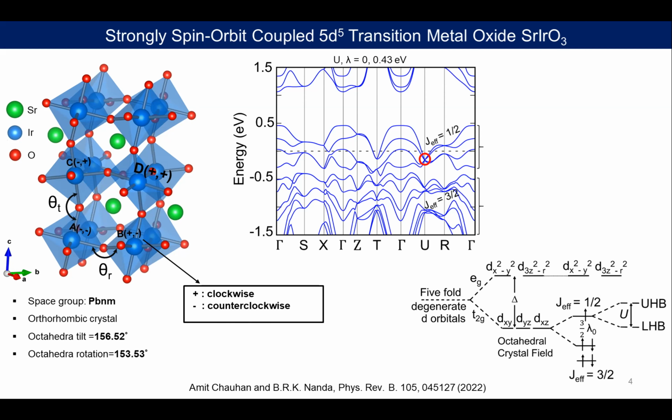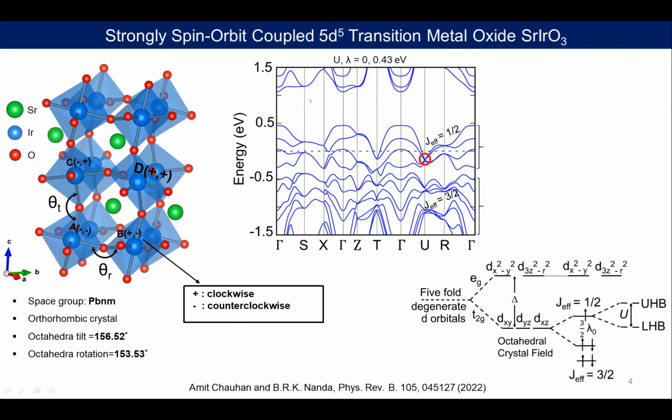So as a result, because this is a d5 system, there are 5 electrons in the d state. So 4 electrons occupy the lower J=3/2 states, which are reflected here. These are the J=3/2 states, which are completely occupied. And there is a half-filled J=1/2 state, which lies here. And this forms a Dirac node at the high symmetry point U. So this is a Dirac semi-metal with a large spin orbit coupling strength of 0.43 electron volt.